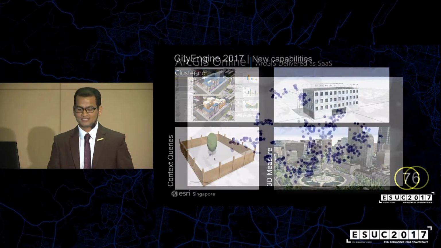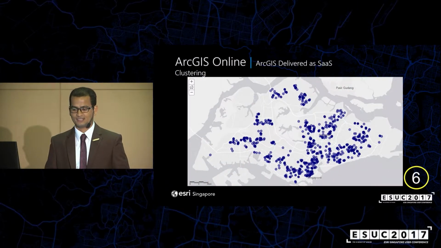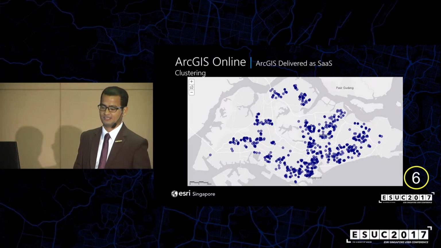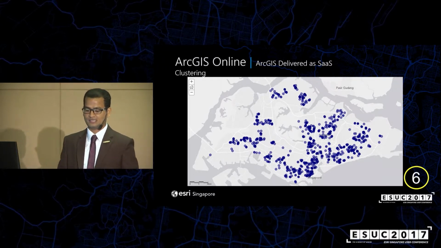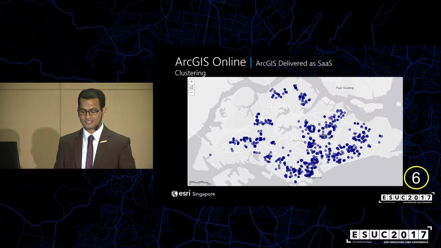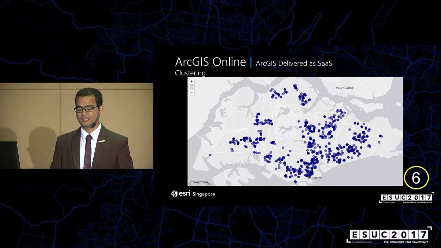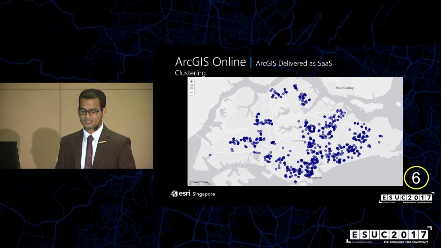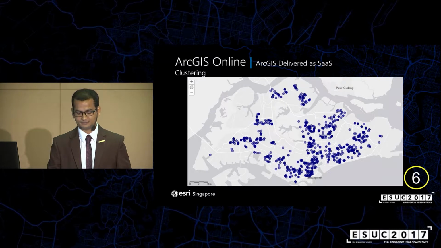To move on to my number 6 item, it is from ArcGIS Online. ArcGIS Online was recently released in September, and clustering is the number 6 item. If you have a map with a layer of large amounts of data points, you can configure clustering and make it easier to display and explore your data.